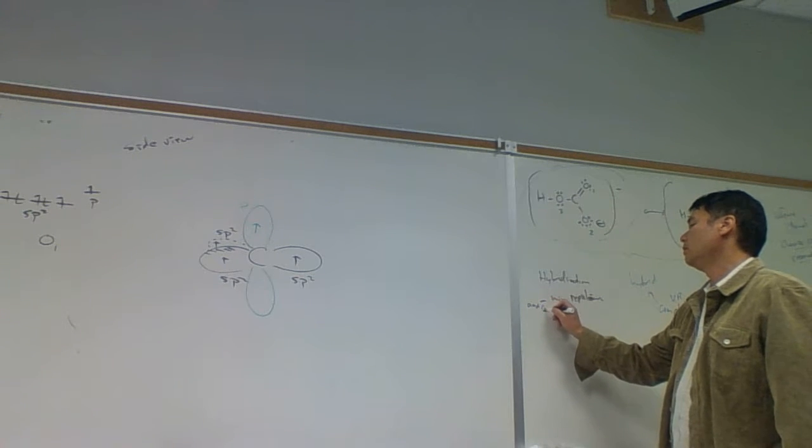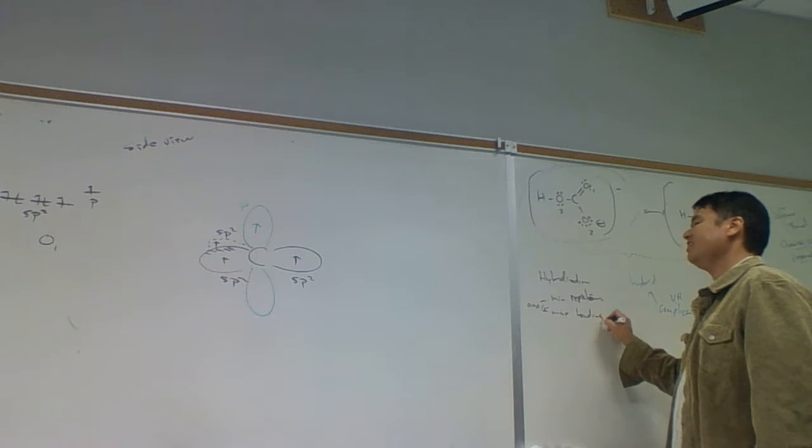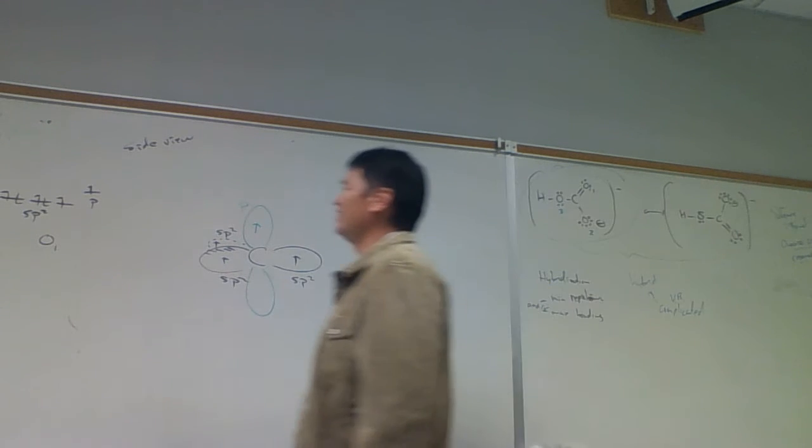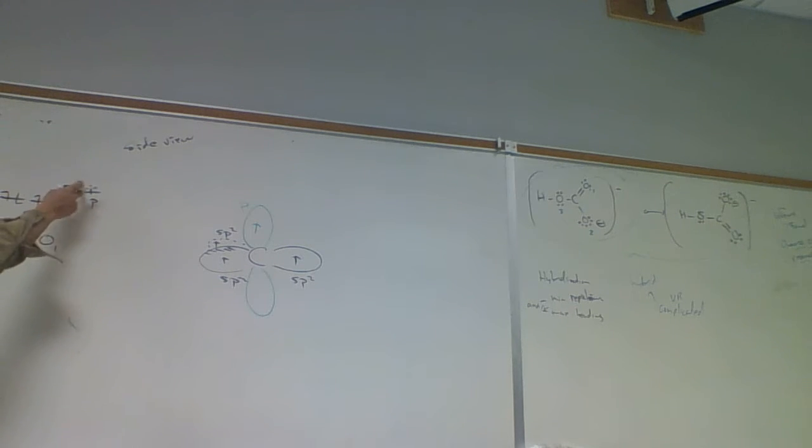Or max bonding. Well, in this case, we're going to maximize bonding here. We can maximize bonding by promoting this electron. That gives us the capability of forming 2 bonds on the oxygen. And so oxygen 1 is sp2.